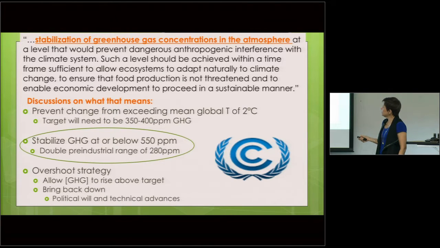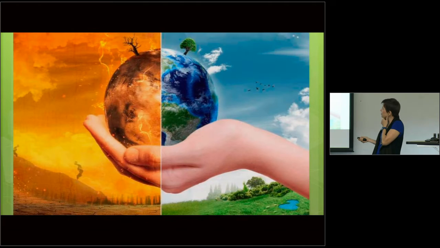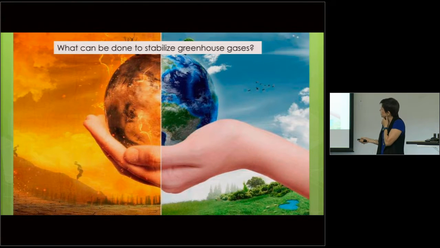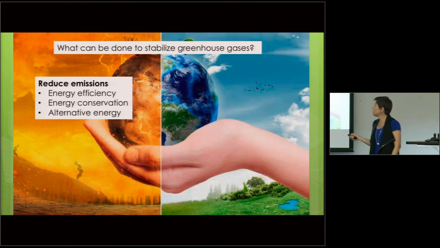So let's look at stabilizing at about 400 parts per million. Since we've missed this one, and this one doesn't seem like a really great idea, let's look at this one. So how could we do that? So what can be done to stabilize greenhouse gases? Well, we can reduce emissions.